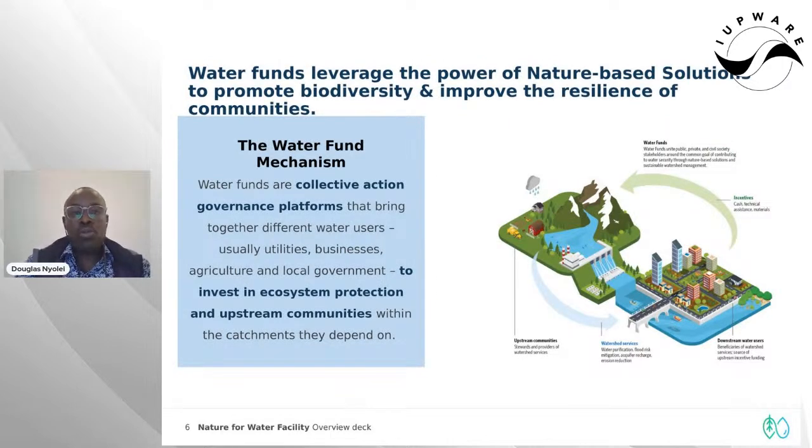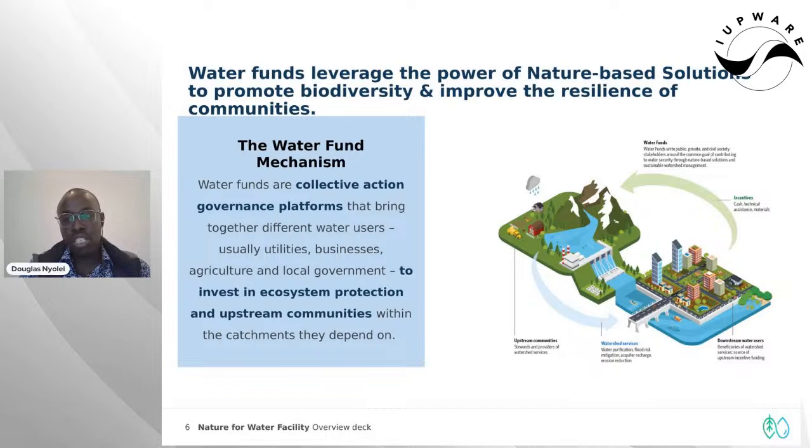What we also have as an organization is a water fund. It's a mechanism that was formulated recently, slightly over 10 years ago. The whole point about a water fund is that we are trying to promote a collective action governance platform that is able to bring together different water users, usually utilities, businesses, NGOs, local governments, and agriculture, to come together and invest in ecosystem protection and work with the upstream communities that these waters come from. So from the image that you see to the right, we are linking upstream and downstream communities.